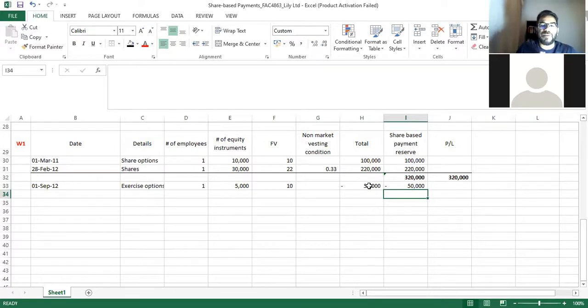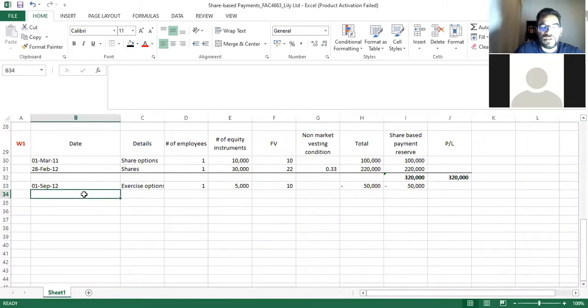So remember, share-based payment reserve is impacted only by the grant date fair value. Don't use the actual exercise price. Please take note of that. That is a fundamental principle, an important principle. So just be wary. Some exams may penalize for that, okay?